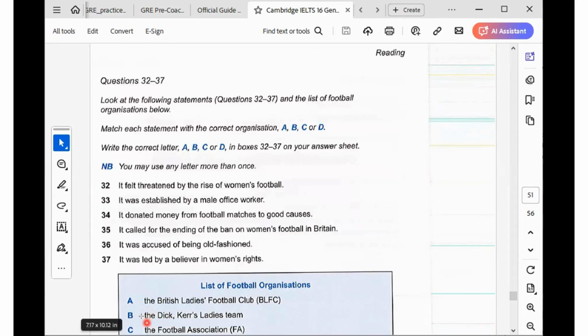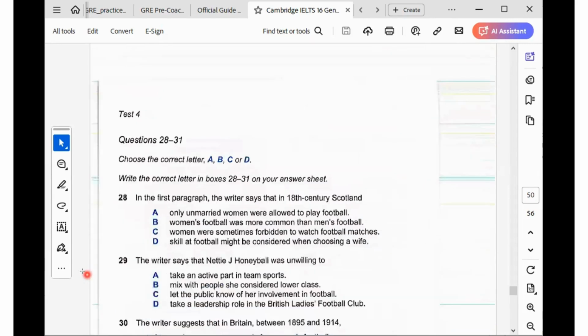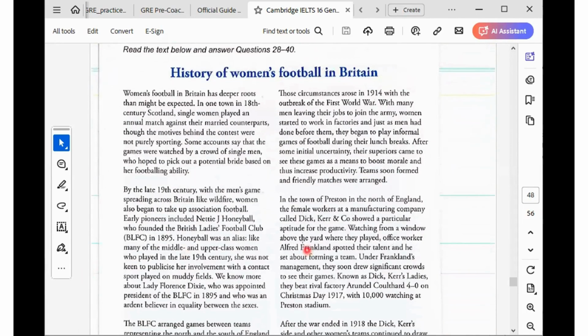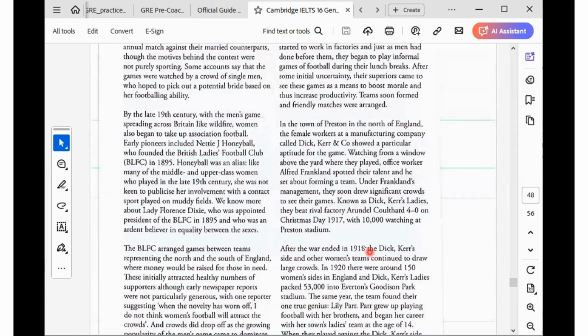The other name here is what? The Dick Kerr Ladies Team. That's another keyword here. So, I can see Dick Kerr here. Dick Kerr and Co., known as Dick Kerr Ladies. They beat rival factory Arundel Coulthard. Okay? Dick Kerr Ladies team. I can see Dick Kerr again.